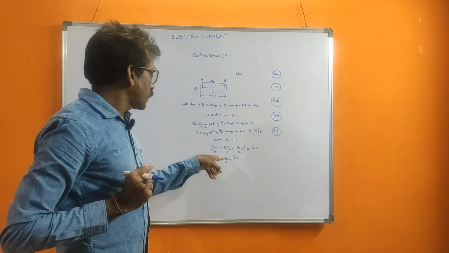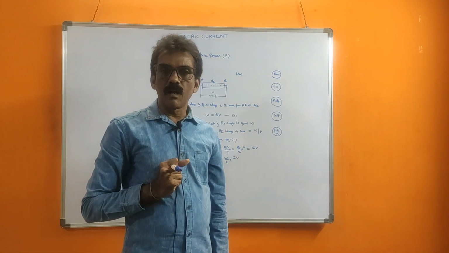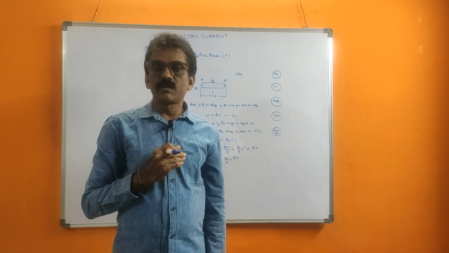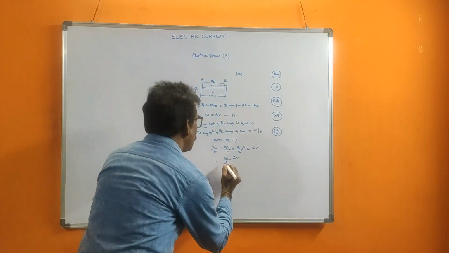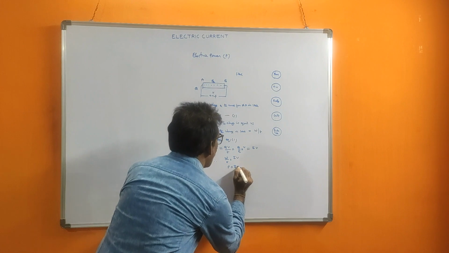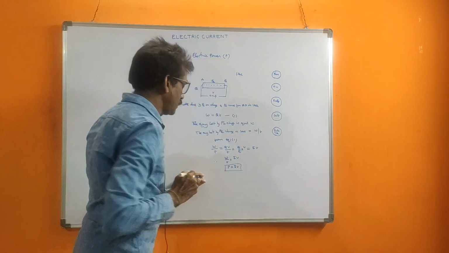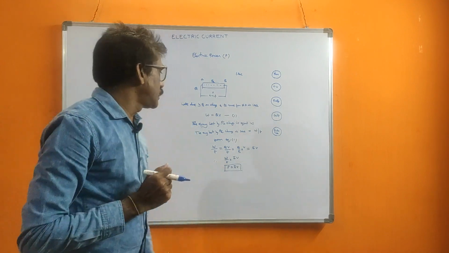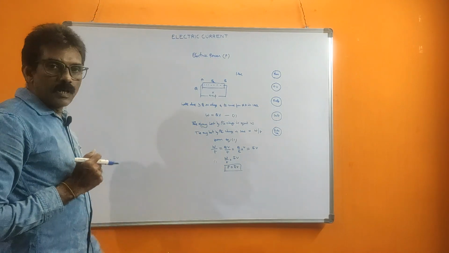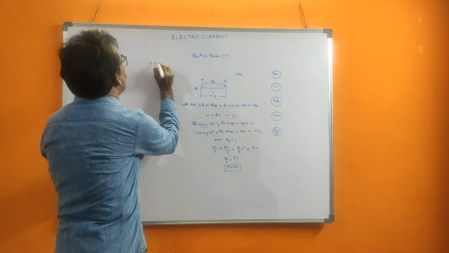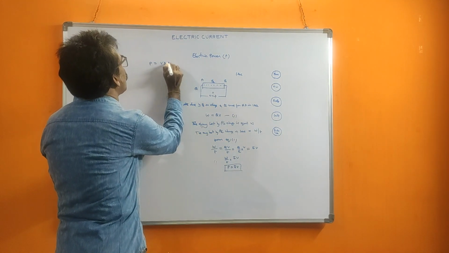But we know work done per unit time is called power. Therefore this is electrical power, that is P is equal to IV. So like this, electric power is equal to voltage into current. P is equal to V into I.